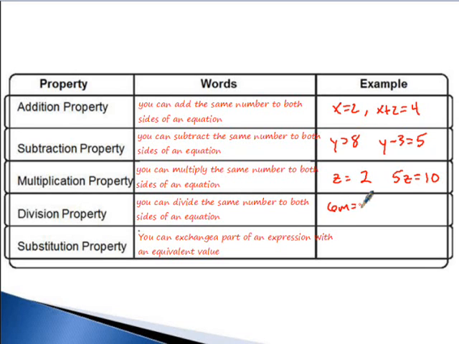Here, if 6m equals 12, then m equals 2. And here, if we have 3x plus 5 equals 3, and x equals 2, then we can substitute that in. So 3 times 2 plus 5 equals 3, which of course is not true, but that's just an example of substitution. All right.